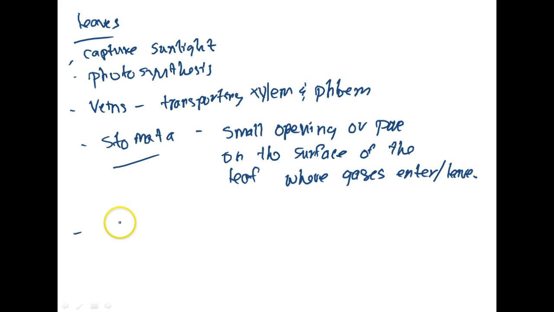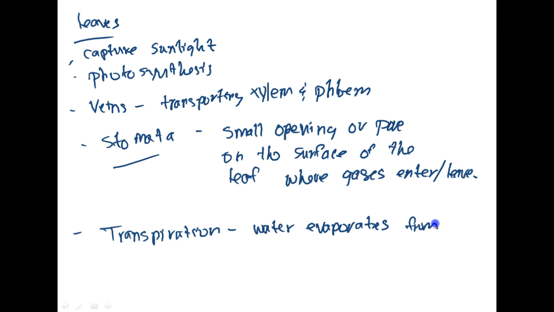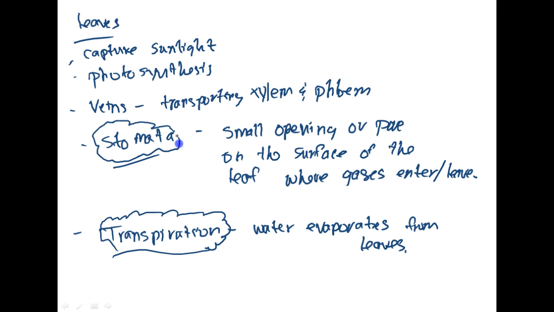And then finally the last little one is called transpiration. And transpiration is the amount of water evaporating from leaves. So basically it's how much water is evaporating from the leaves, and that's also a vocab word. So was stomata, and so was veins.